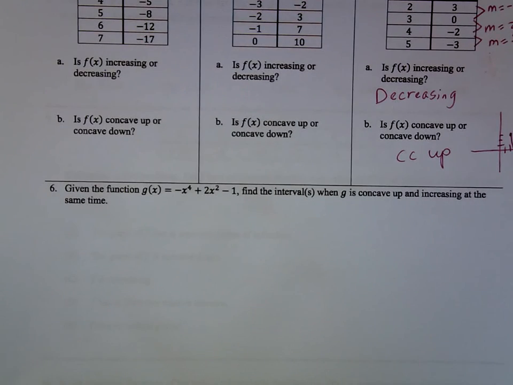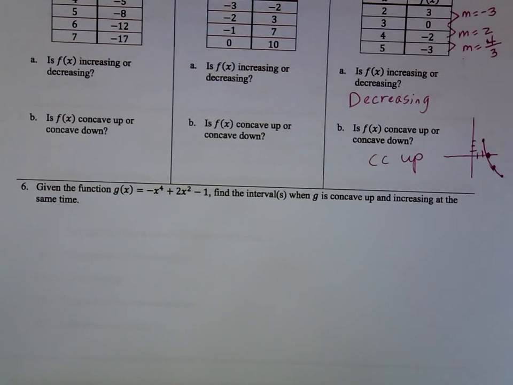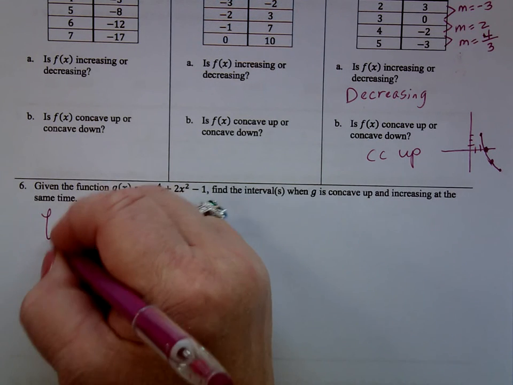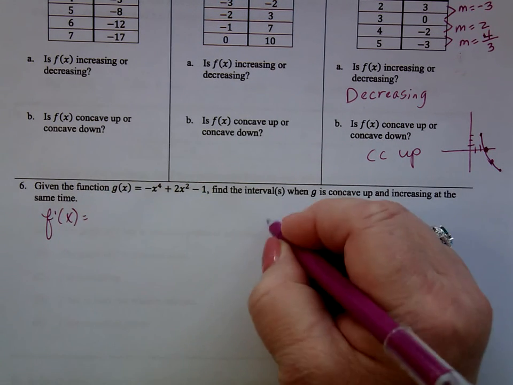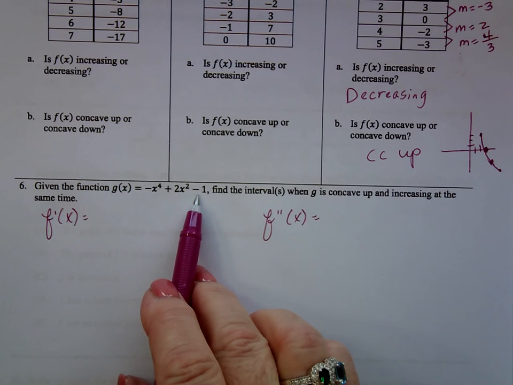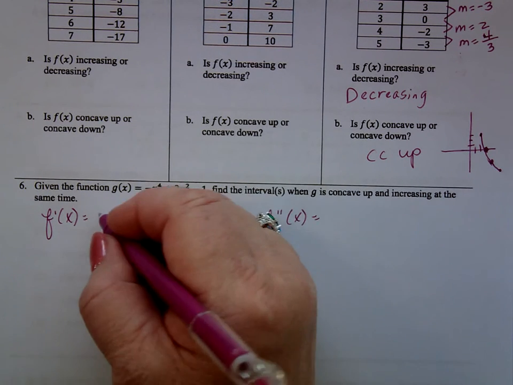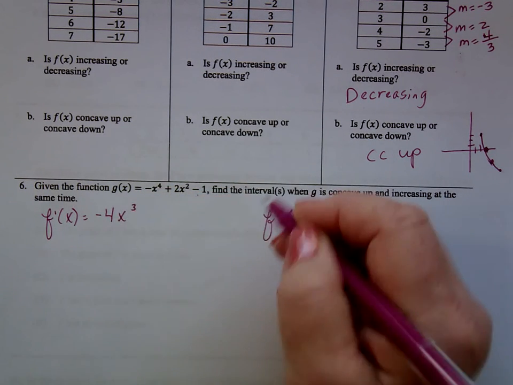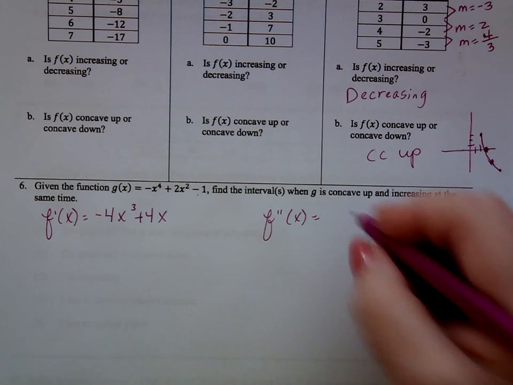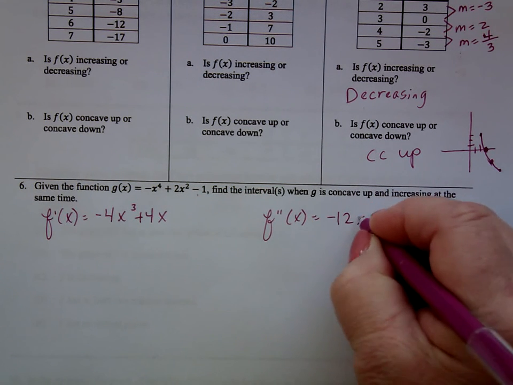Given the function, find the intervals when g is concave up and increasing at the same time. So this is one of those joint sign charts that we want to do. Let's find the first derivative. Let's find the second derivative. This is a nice quartic function. There's no undefined places. So here I go. Negative 4x cubed plus 4x. Second derivative is negative 12x squared plus 4.